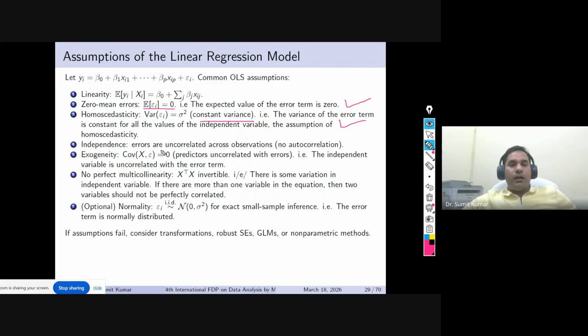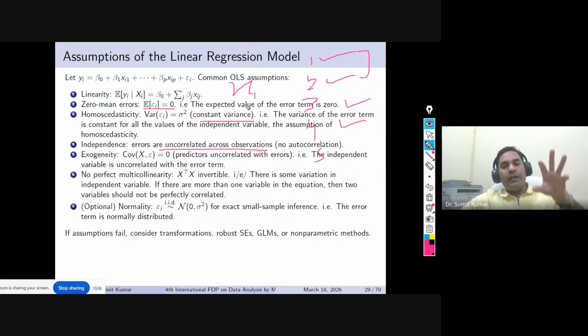Independence means errors are uncorrelated across observations. Whatever errors you have taken will not be related to their previous values. Like if you have 10 observations, 1, 2, 3, 4, 5, these error terms will not be correlated with each other. If you find a correlation between the errors of the same variable, that is called autocorrelation. Don't be confused with that. So autocorrelation will not be there.